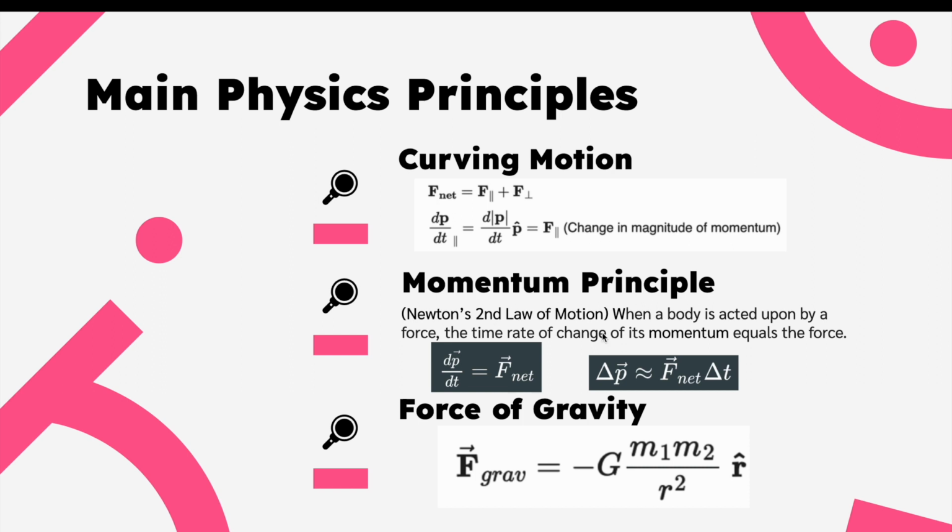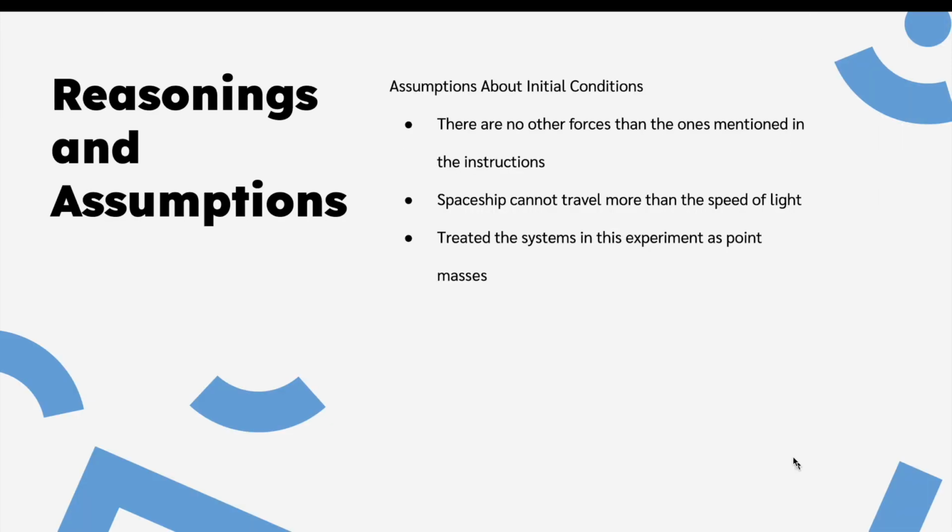We also have the momentum principle, which helped us find that the momentum change was equal to Fnet times the change in time. We also have the force of gravity, and the formula is right here.